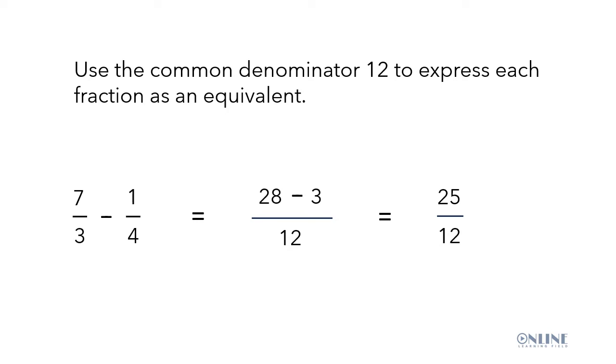The other fraction is 1/4. 4 can divide 12 3 times. Multiply this 3 by 1, which is the numerator of 1/4. The answer is 3. Add this 3 to the right of the subtraction sign above the division line. The new fraction is 25/12. So, 2 1/3 minus 1/4 equals 25/12.